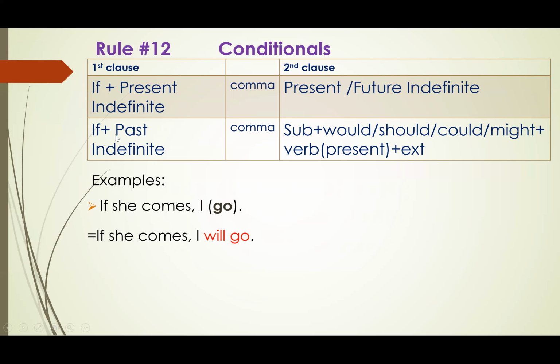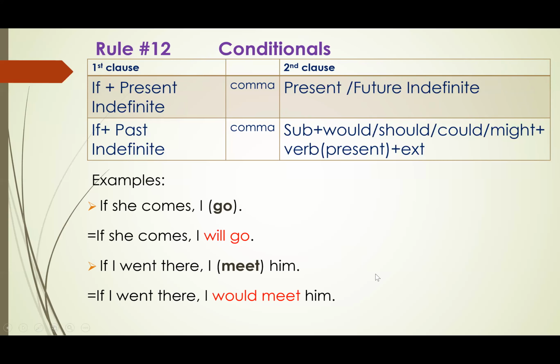Next, second condition is if plus past indefinite. Okay. So see, if I went there, so past indefinite, I went there, comma, subject plus would, should, could, might, any one of the modals plus verb, that means present form of the verb plus extension. So I, that is subject, would, should, could, might, then present form of the verb, that is meet him. So if I went there, we will say I would meet him, or I should meet him, I could meet him, or I might meet him.